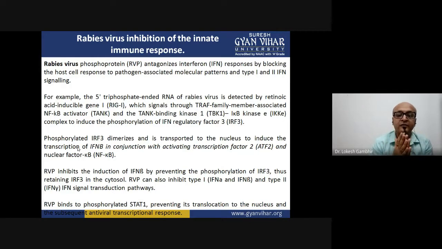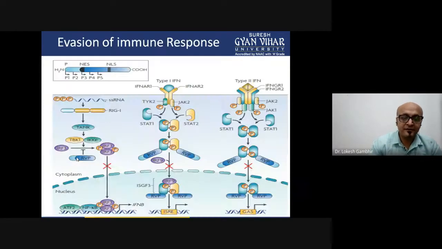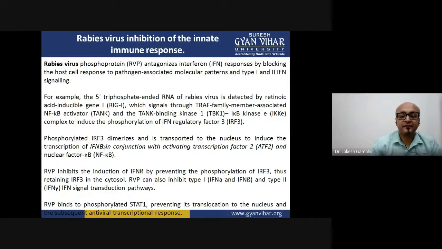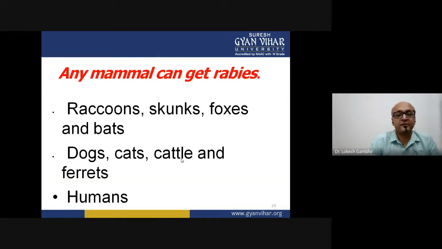This particular phosphoprotein inhibits the induction. It inhibits the stimulation of the secretion of interferon beta. How does it inhibit? It attacks at this path. It will suppress the phosphorylation of this particular interferon regulatory factor. It will prevent the phosphorylation of interferon regulatory factor 3, thereby inhibiting the secretion or synthesis of this particular interferon, and no antiviral state is formed. And this is how it goes about evading the immune response.